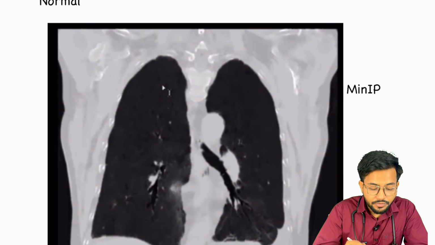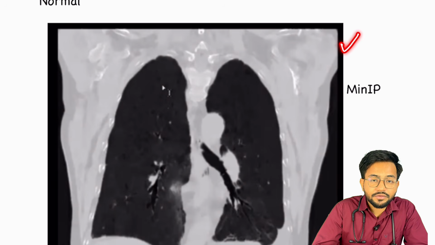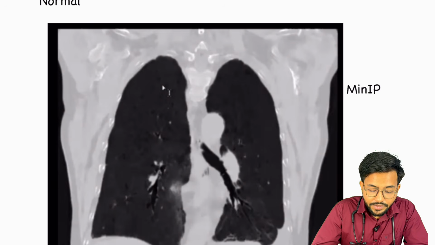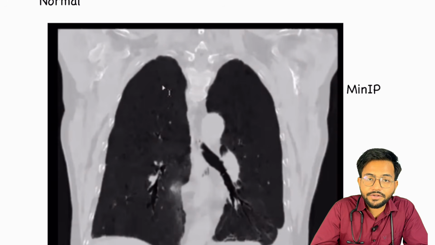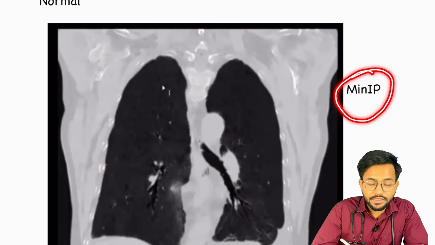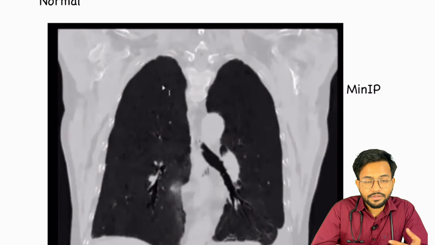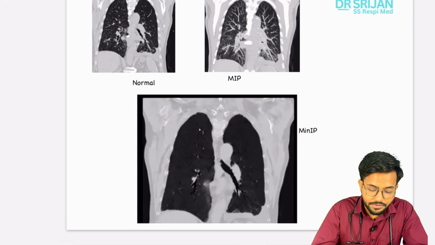So, if we want to track a patient who is emphysematous, we are going to use this form, or wherever there is air trapping, we are going to use this form. This will help us to identify the patient much more easily.